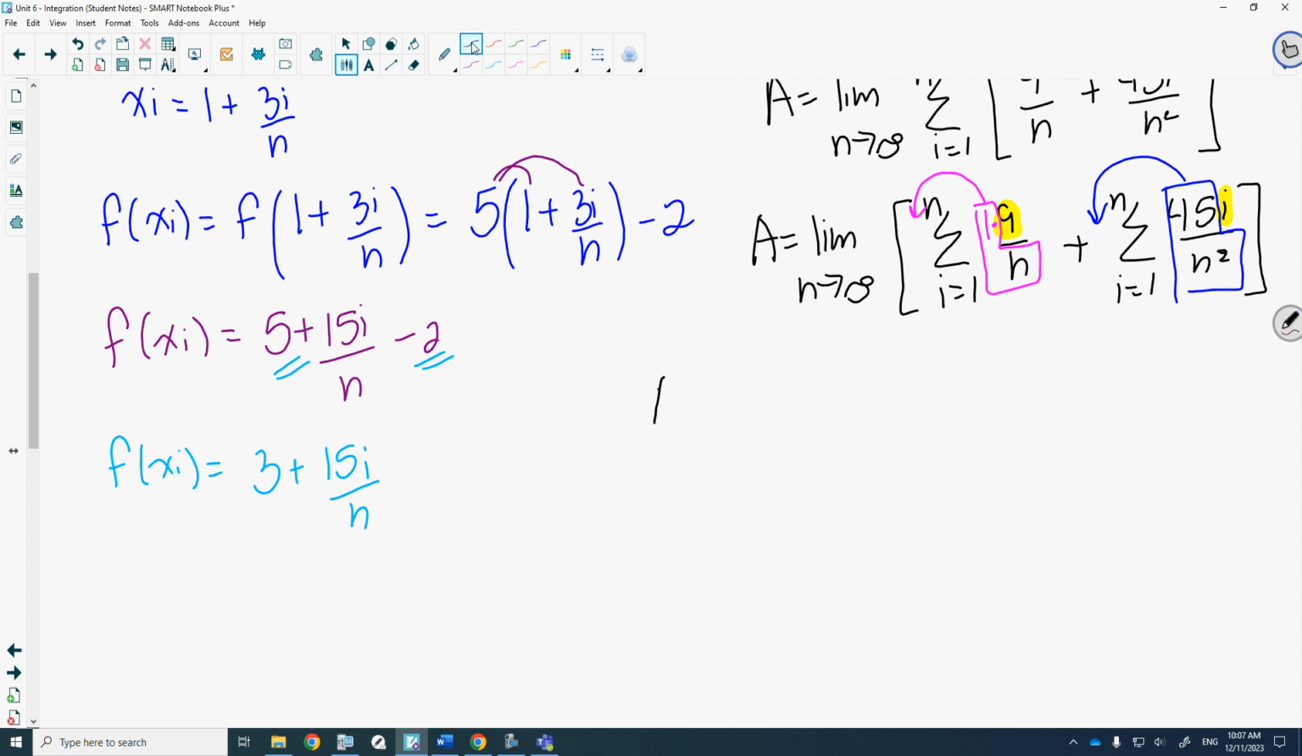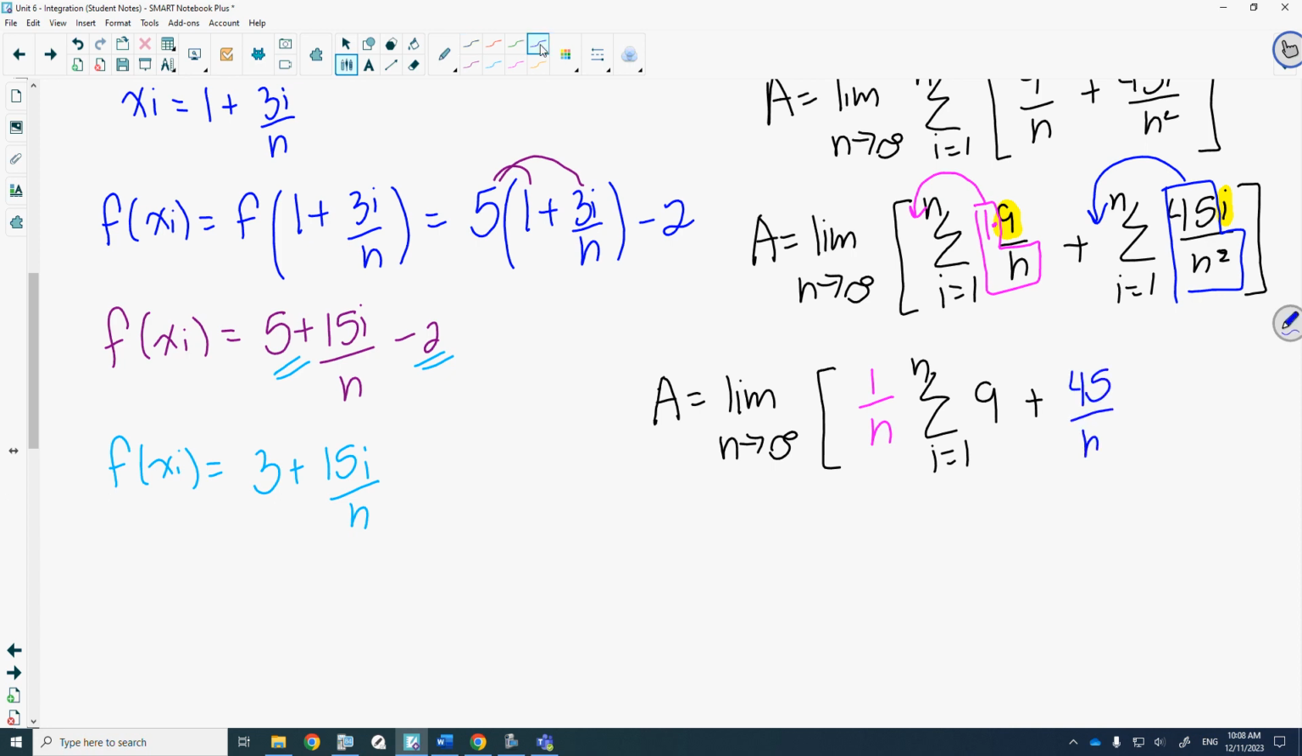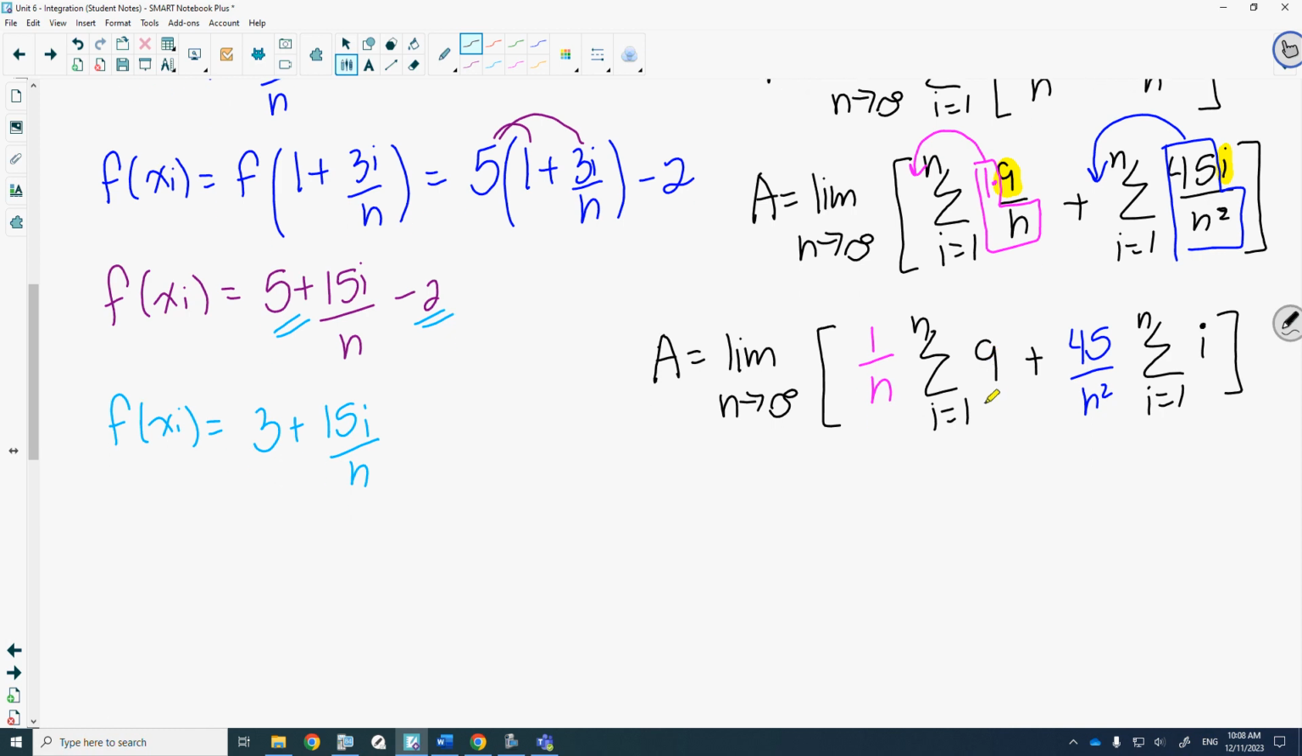Okay, this will give me the area is equal to the limit as n approaches infinity of 1 over n, and then I'm going to sum 9 plus, bring that 45 over n squared to the front, and then I'm going to sum, and I've got I here. I'm going to replace that with what the formula for I is. And I'm going to replace this with the sum of a constant formula.